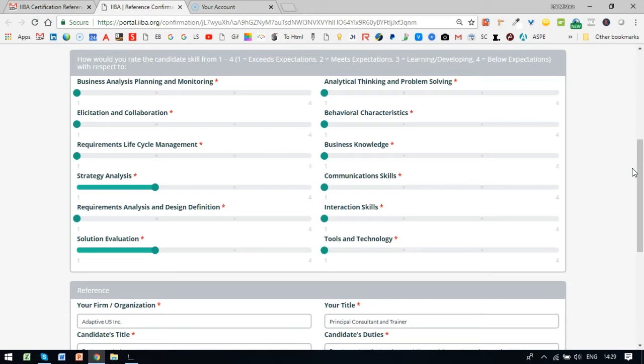Now please remember, this scale is 1 to 4, where 1 is actually the best performance and 4 is the worst performance. Often in many other survey forms, you may see 4 being the best and 1 being the worst. Here it is not so. Here 1 is best and 4 is worst. So please be aware that you are rating the person accurately, and do not confuse the scale.